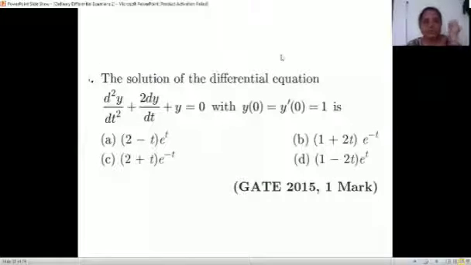Next question. The solution of the differential equation, same equation again with y of 0, y dash of 0 both equal to 1. As this is the third time this equation comes, but this is for different years, right? All together for different years. So roots are again minus 1, minus 1. So y is C1 plus C2 t into e raised to minus t. So we have to find C1 and C2.